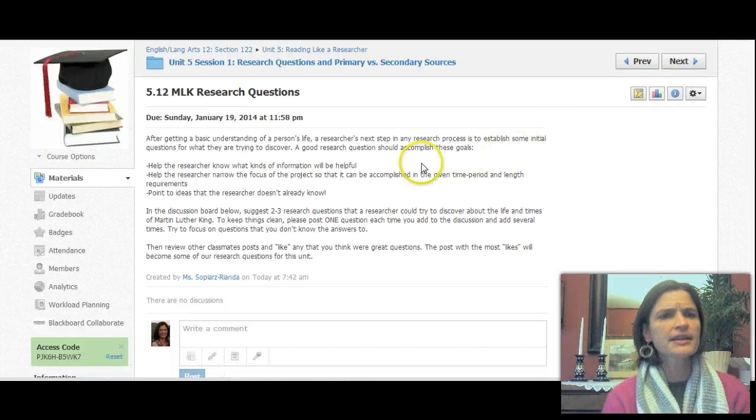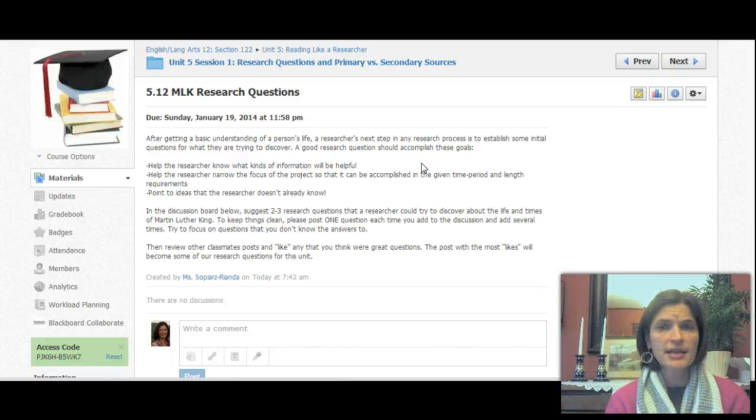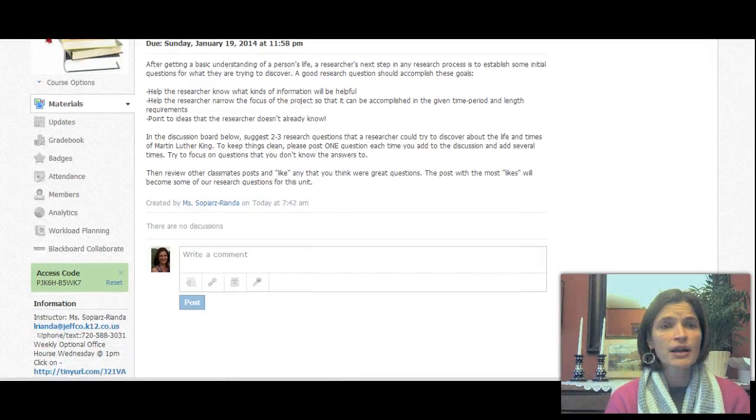So after getting a basic understanding of a person's life, a researcher's next step in any research process is to establish some initial questions for what they are trying to discover. So a good research question should accomplish these goals right here. Okay, so in this discussion board, you are going to suggest 2 or 3 research questions that a researcher could try to discover about the life and times of Martin Luther King. To keep things clean, please post 1 question each time you add to the discussion and add several times.